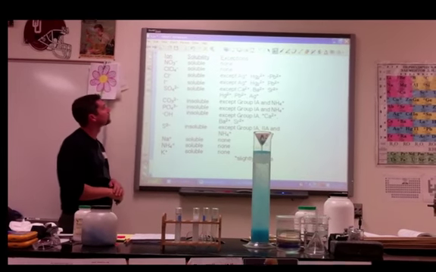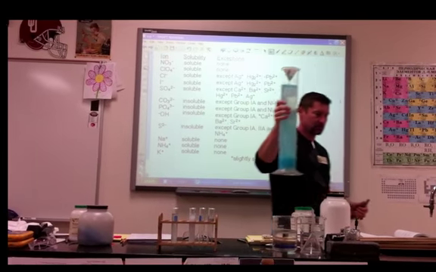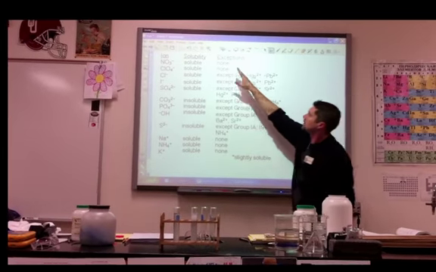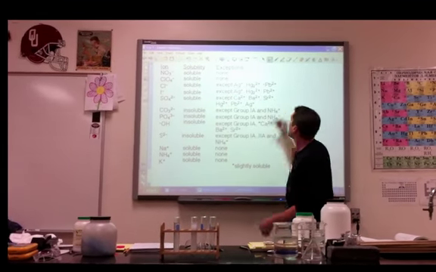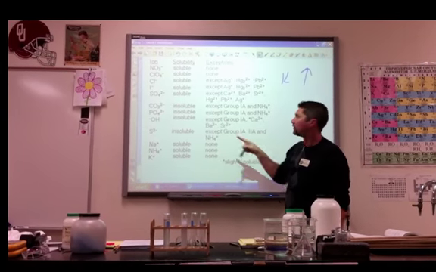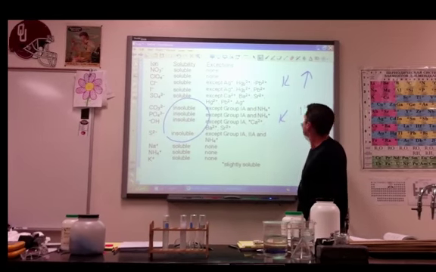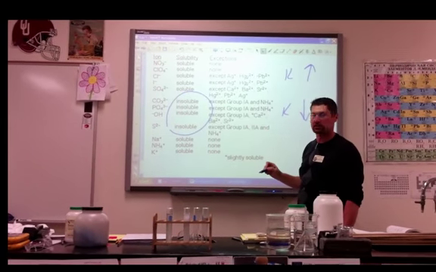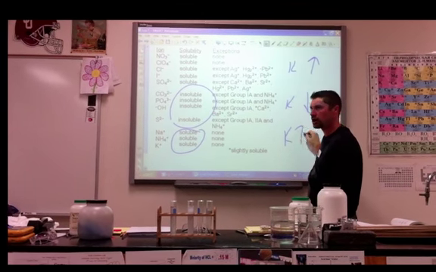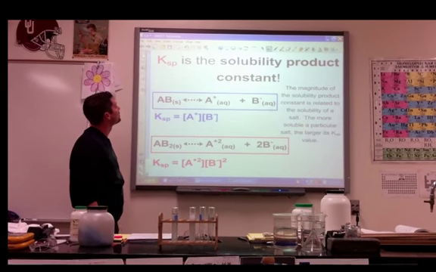Alright. This list right here, isn't that the solubility list? Those are the rules that you memorize. These things are all soluble up here, which means they have what kind of K value? Large. These are all insoluble here, which means they have what kind of K value? Small. Once again, soluble, so their K value is large. How are we doing with this? Phenomenal. Okay. Alright, doing great.